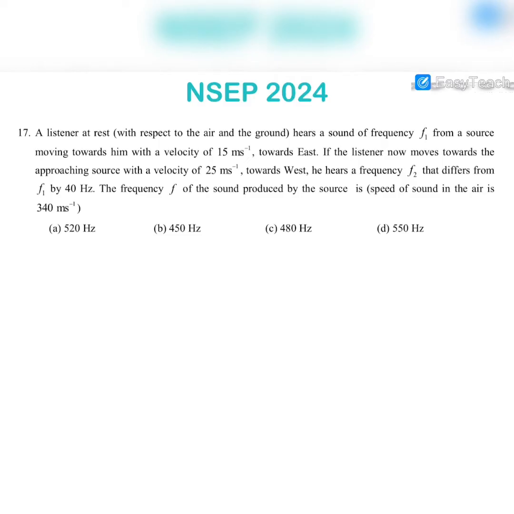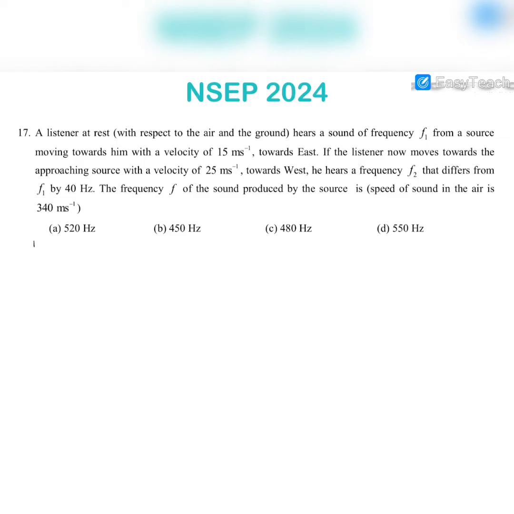In this question, you can see that there is an observer, a listener, which is at rest with respect to the ground and air, and he hears a sound of frequency f1 which is coming from a source which is moving towards him with the velocity of 15 meters per second, towards east. Now if the listener is moving towards the approaching source with a velocity of 25 meters per second towards west, then he hears a frequency f2 that differs from the f1 frequency by 40 hertz. So we have to find out the true frequency f produced by the source of sound.